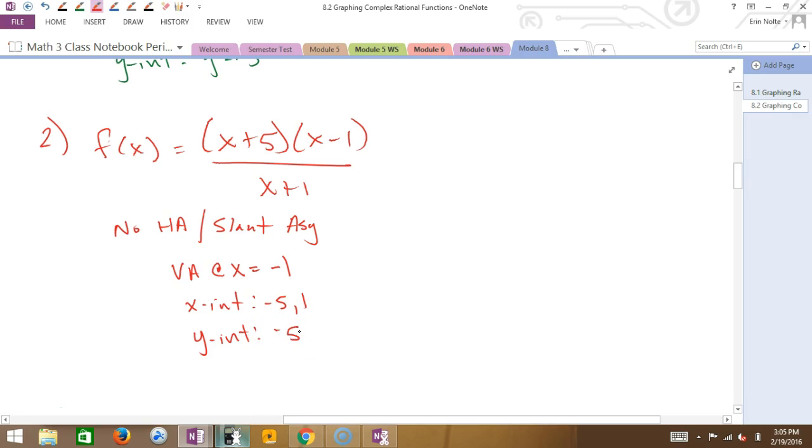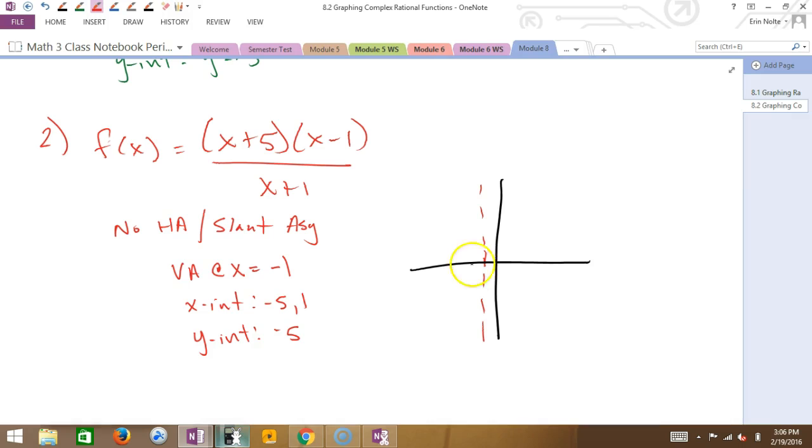Okay, so that is the information that I expect for you to be able to come up with on your own. And you should be able to plot those things. We have a vertical asymptote at -1. I do not expect you to figure out exactly where the slant is. There is a way to figure it out. We're not going to go over it.